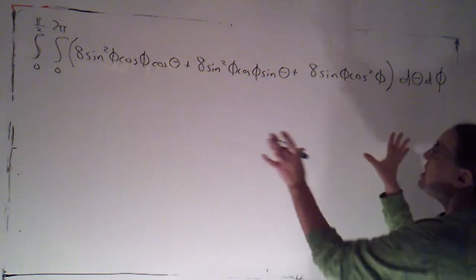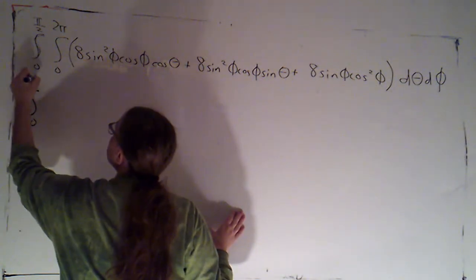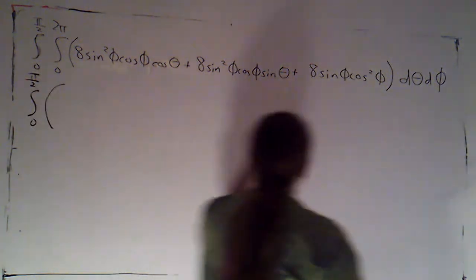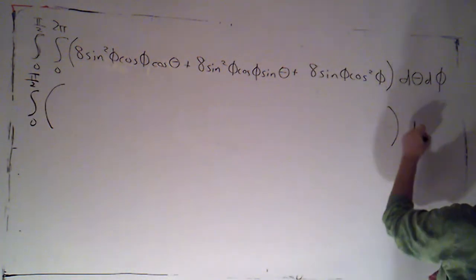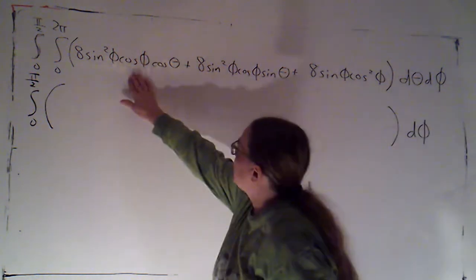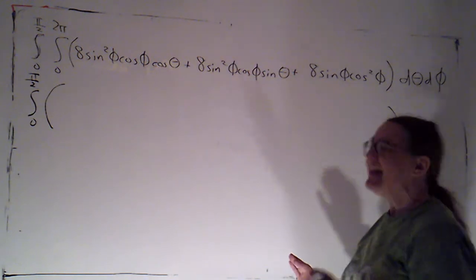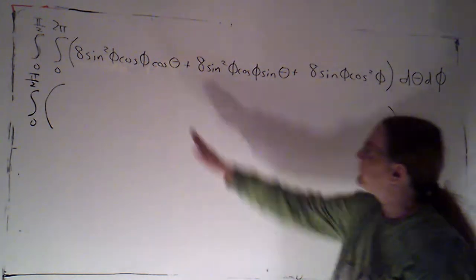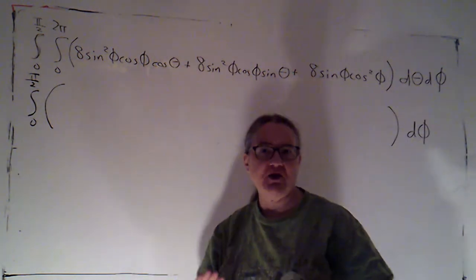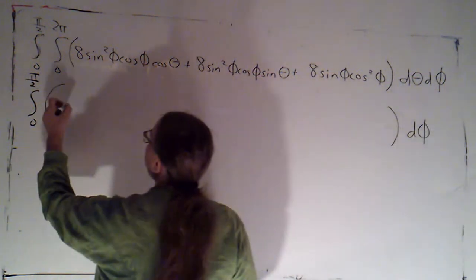Okay, so as we evaluate this, my shell is this integral from 0 to pi over 2 that we're going to do with respect to phi. What I'm going to do is just integrate each of these terms with respect to theta. And I think I'm going to go ahead and for each term write my evaluation bar, just so I remember that I'm plugging in for theta.